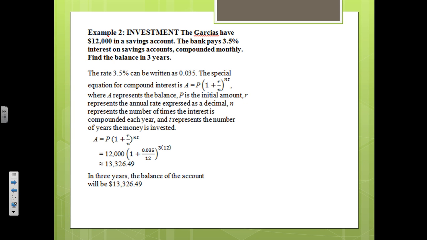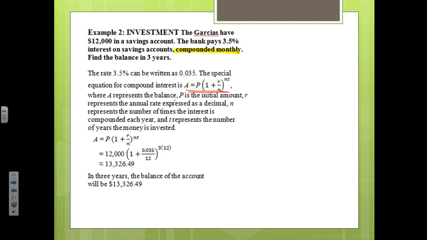So let's take a look at example 2. The Garcias have $12,000 in their savings account. The bank pays a 3.5% interest rate on a savings account compounded monthly. Find the balance in 3 years. Well, the rate of 3.5% can be written as 0.035, and then the special equation for the compound interest is right here.